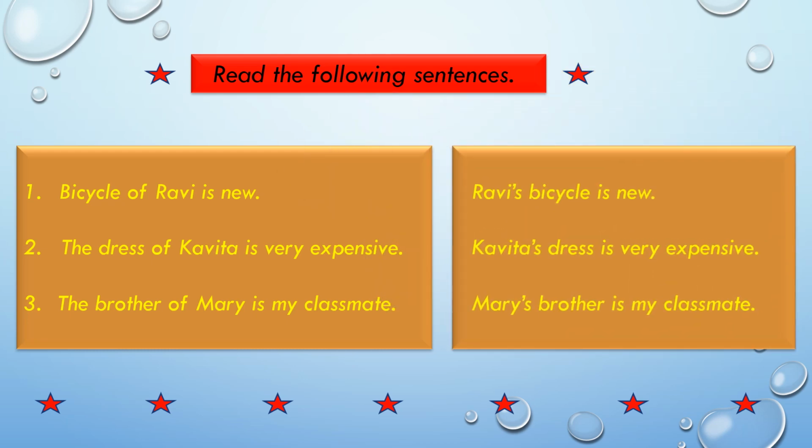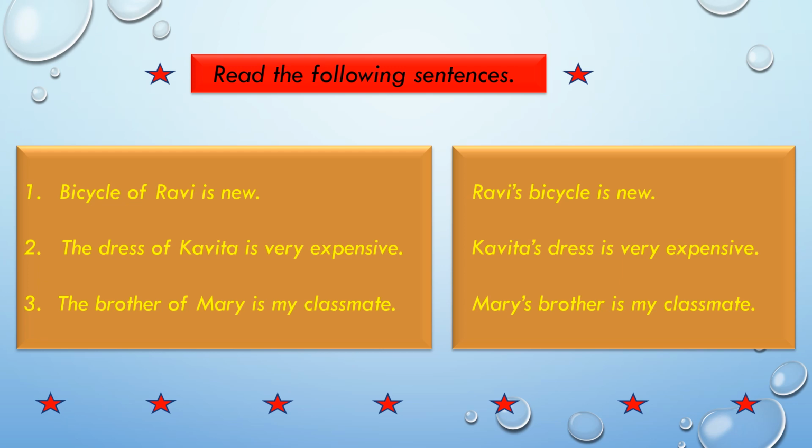See children, here these sentences I have written in another way showing the possession. See, first example, bicycle of Ravi is new. It means the bicycle belongs to Ravi. Ravi owns this bicycle. So just to show this possession or belongingness, we can write Ravi's bicycle is new. This bicycle belongs to Ravi. So we can say Ravi's bicycle.